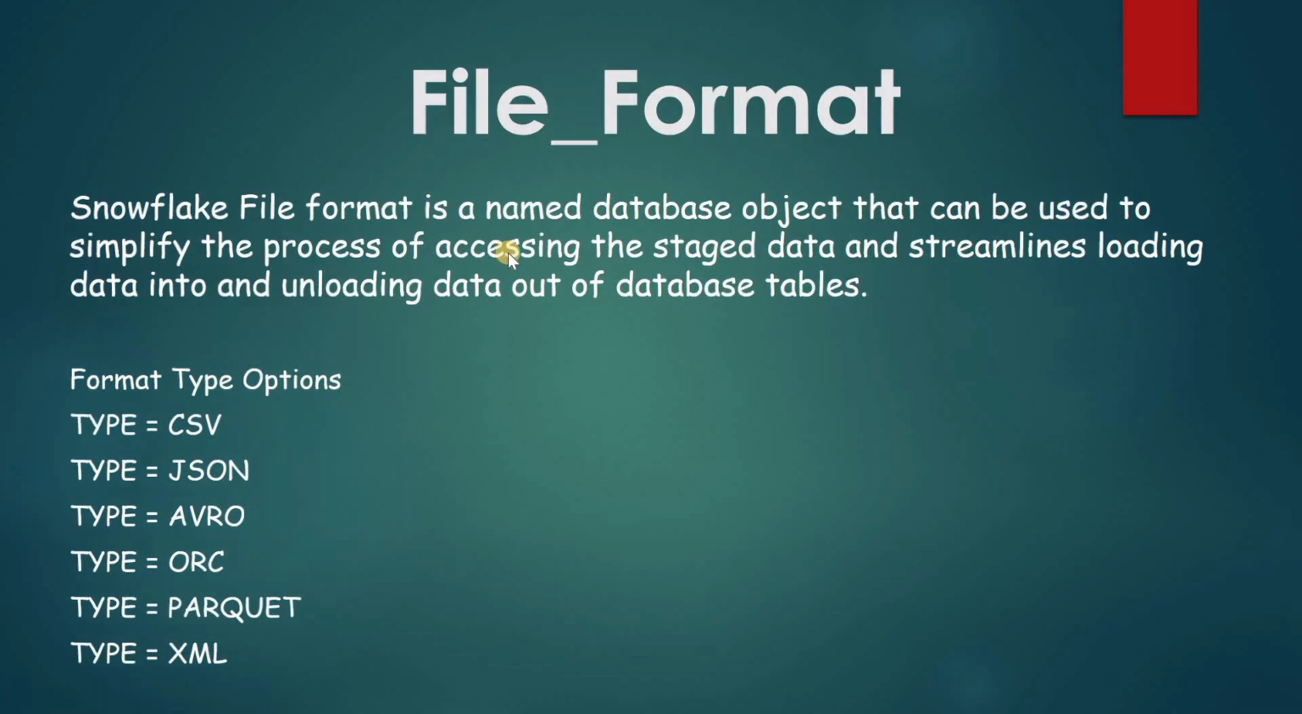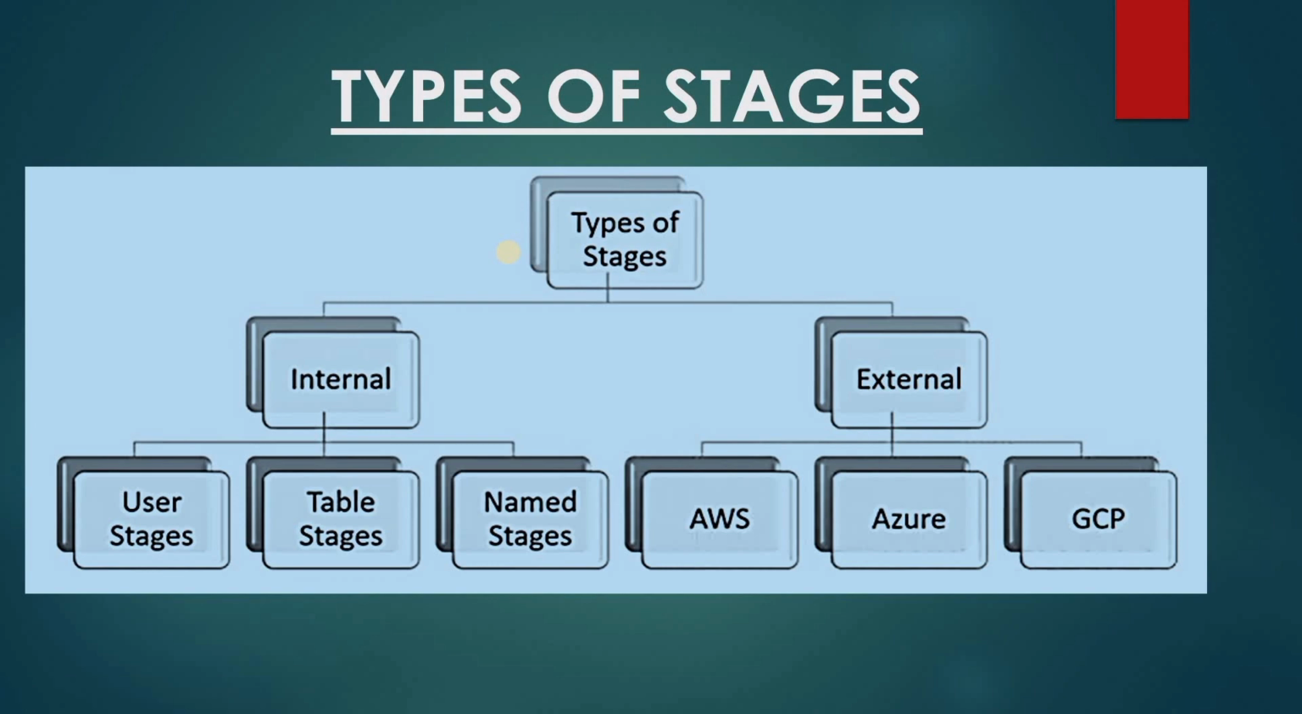So let's move ahead. This is the main point: as we have discussed what a stage is, now let's see the types of stages. Basically we have 2 types of stages. First one is internal stage and the second one is external stage. The internal stage is also divided into 3 types: user stage, table stage and the named stage. And on the right side, external stage is also divided into 3 types: AWS S3, Microsoft Azure and the GCP. Here is a blob, here is a bucket, here is a Google Cloud Bucket.